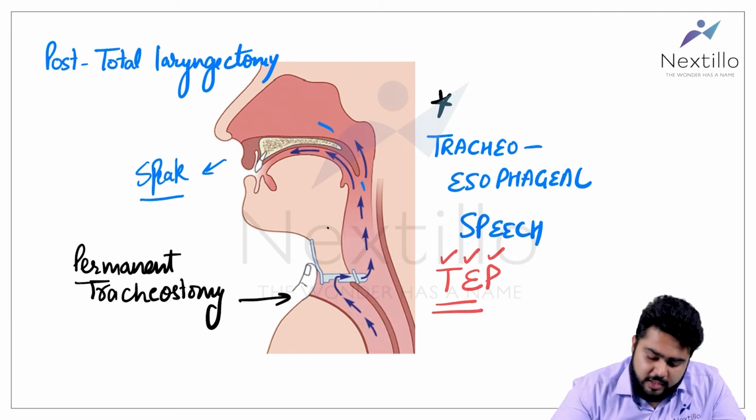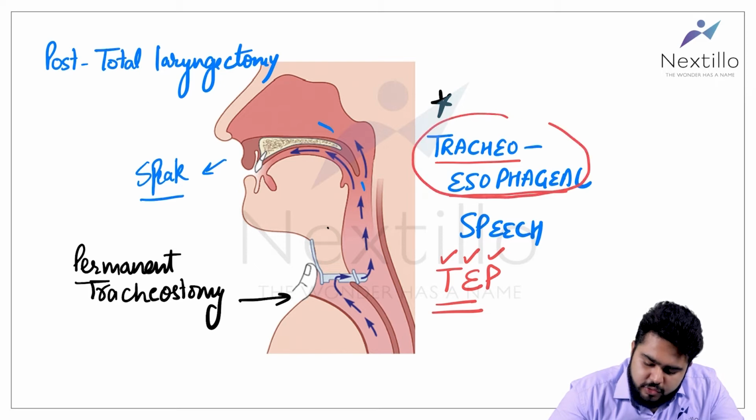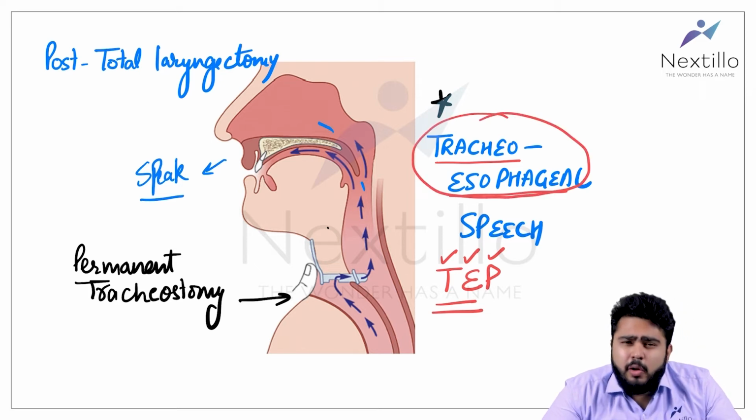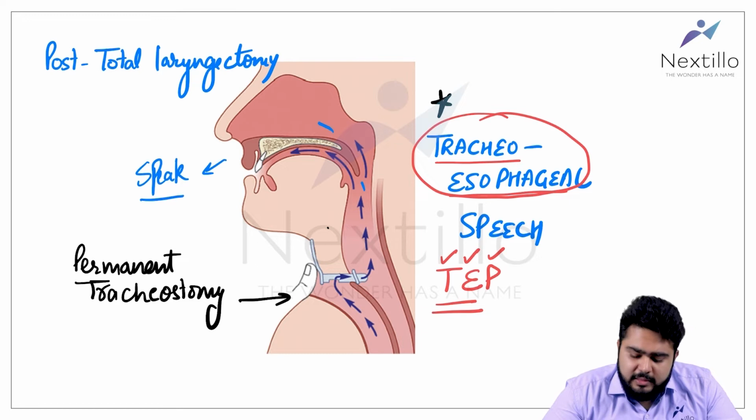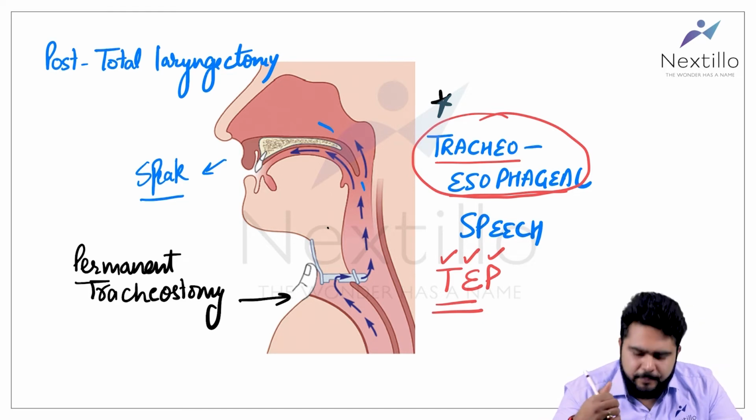This person is trying for tracheoesophageal speech, right? Tracheoesophageal speech, because this question can have multiple options, like what is this representing? Tracheoesophageal speech, esophageal speech, or electronic speech, or electro speech. You must have seen those electronic boxes people put over here while they are trying to speak. So this is what?